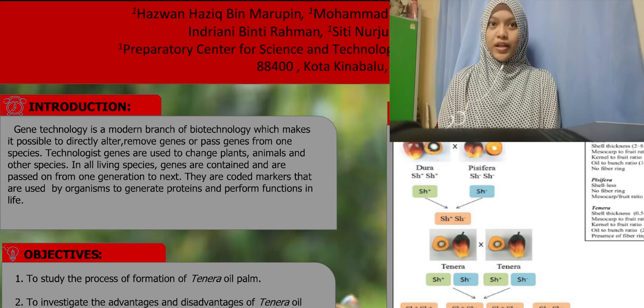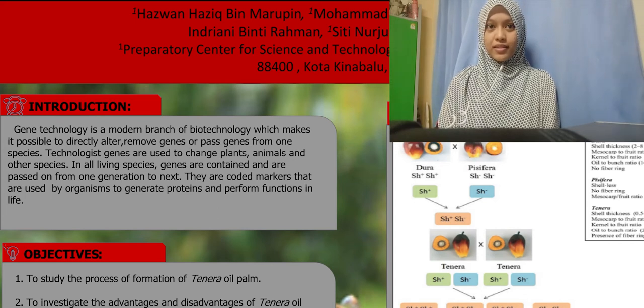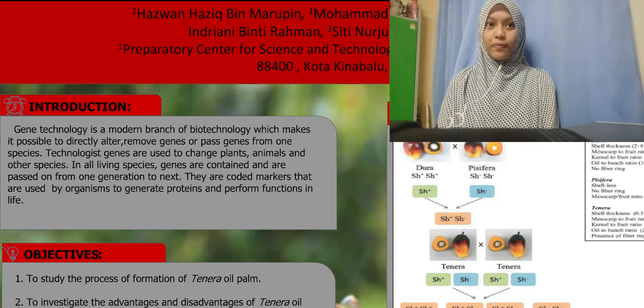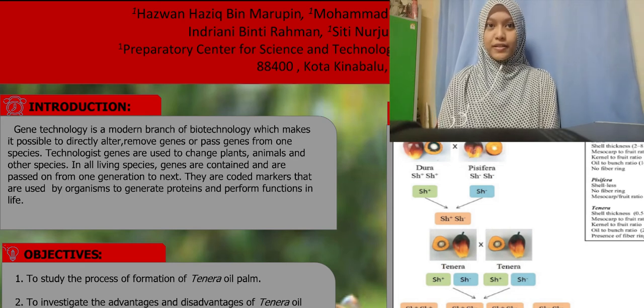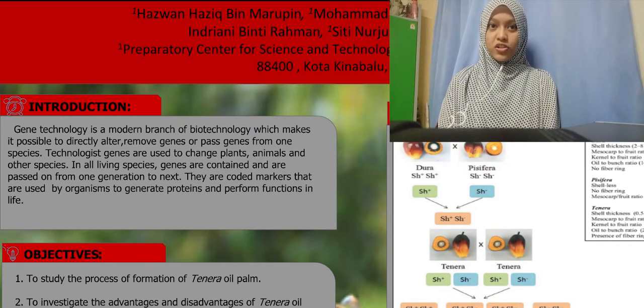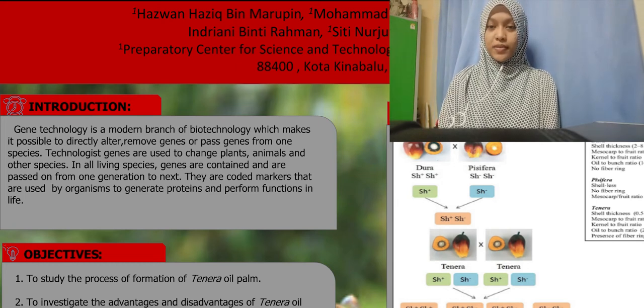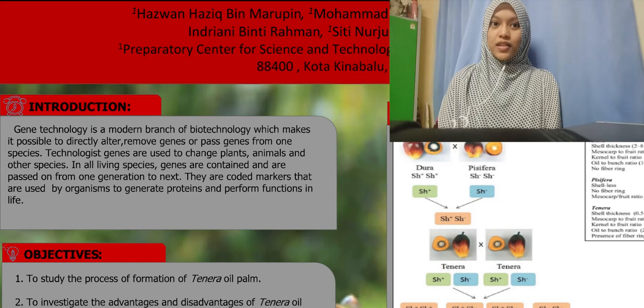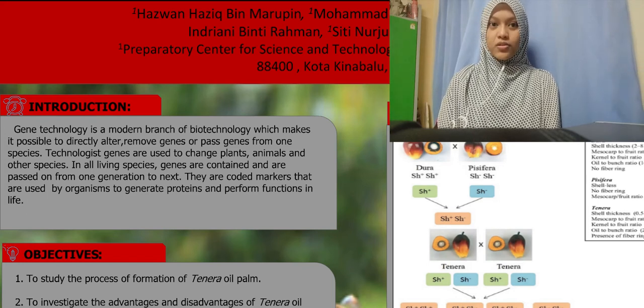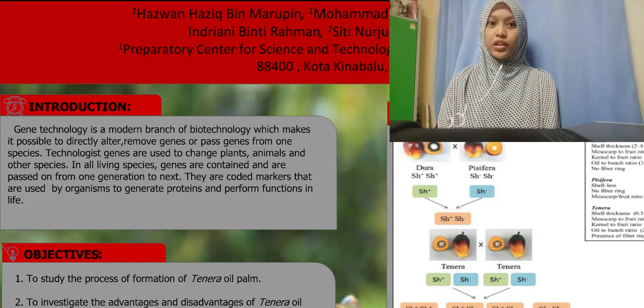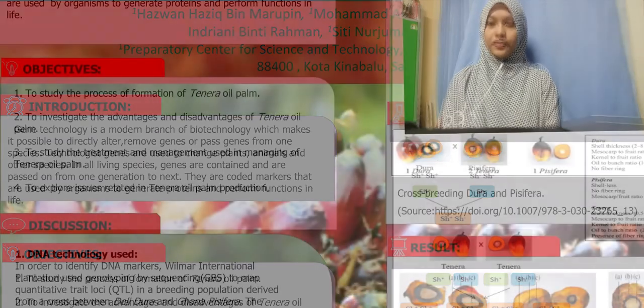Tenera oil palm may look like the best oil palm that exists, but most consumers are not even aware that it is formed as a result of hybridization. Gene technology use also has its own pros and cons throughout its plantation, from the first steps until the Tenera oil palm has been harvested. Lastly, some issues about Tenera oil palm have also been discussed between the plantation and the mill.